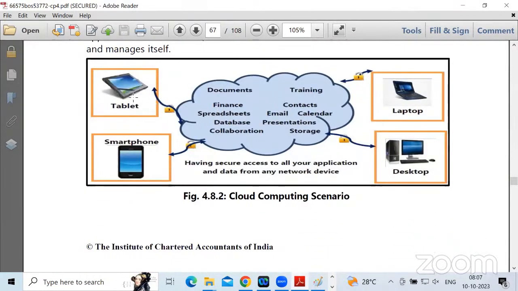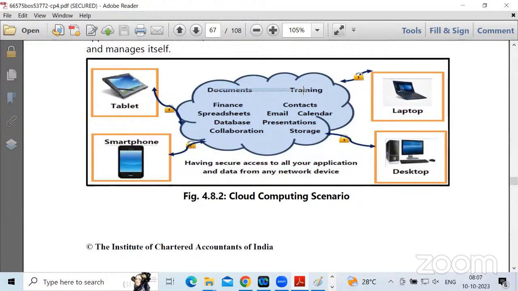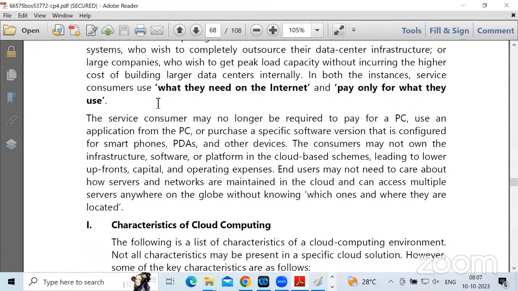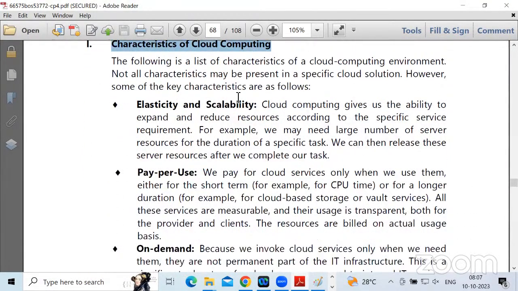Now they have given an example of a tablet, a laptop, a smartphone, a desktop, all connected together to give document, training, finance, contacts, spreadsheets, email, all available in the cloud computing scenario. So here the main concept is what they need on internet and pay only for what they use. A better example is electricity. Now characteristics of cloud computing. First one is elasticity and scalability.